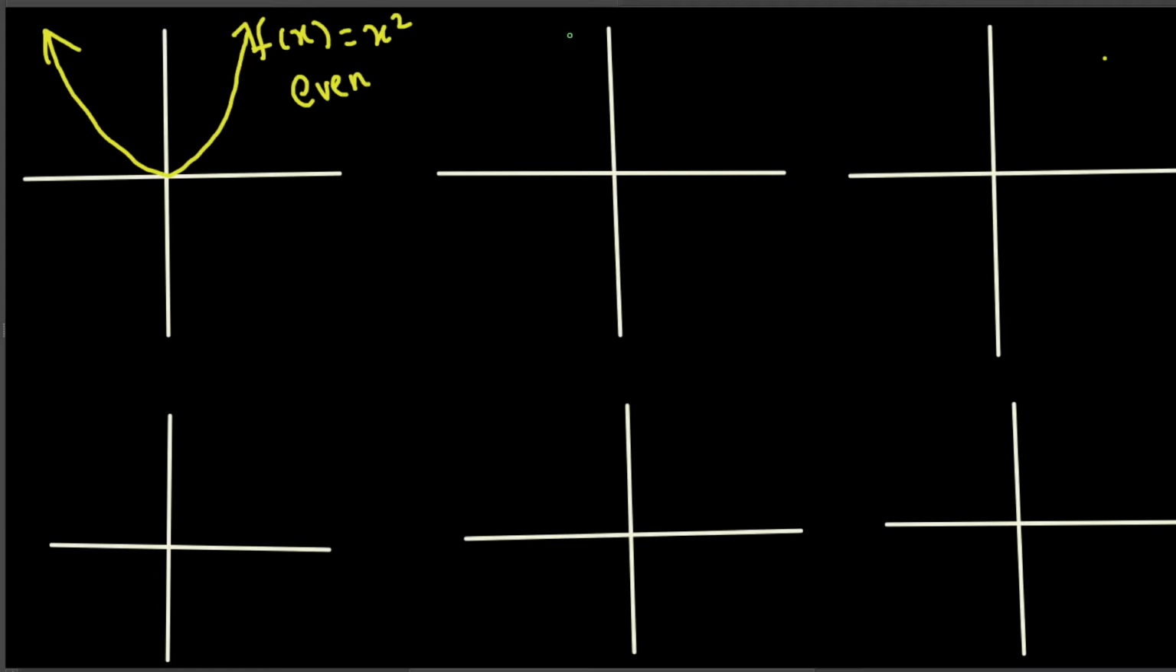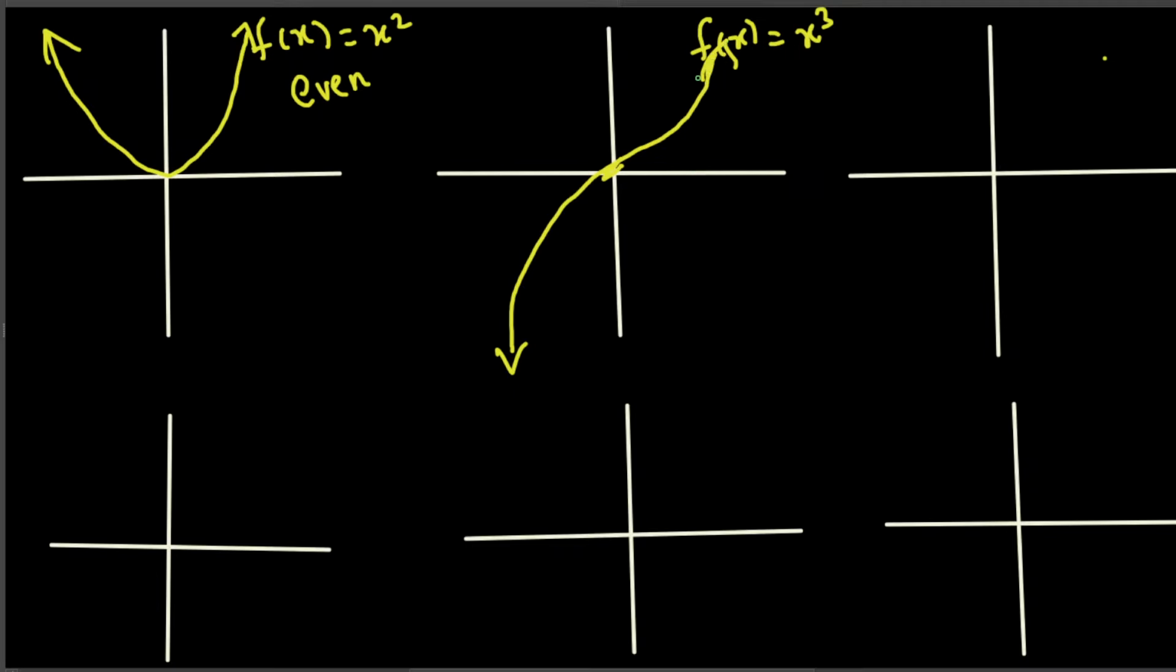Now let's look at another example. Let's say we have f of x equal to x cubed. The function x cubed is going to go like this, coming from negative infinity and going to positive infinity. Is it symmetric around the y-axis? Do the left side and right side of the y-axis look the same? No, because on one side it goes down, and on the other it goes up in the positive y direction.